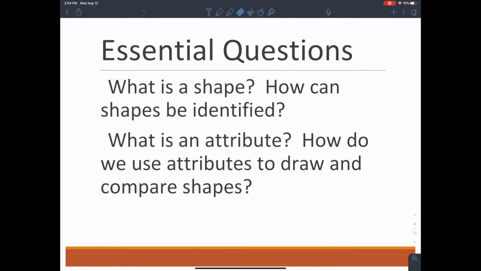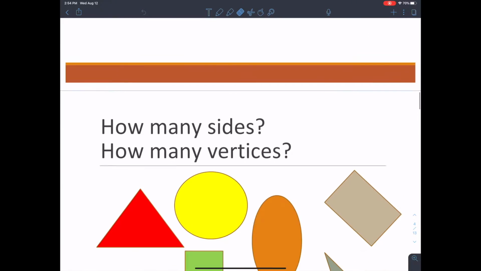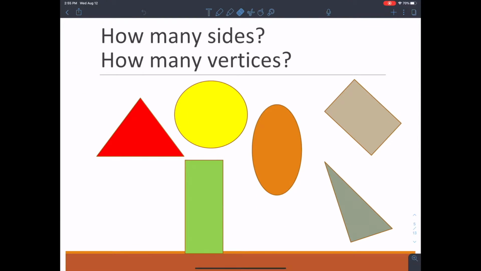The essential question in this lesson is going to be, what is a shape? How can shapes be identified? What is an attribute? How do we use attributes to draw and compare shapes? So for today, we are going to find how many sides each shape has and how many vertices. These are what the attributes are within the shape.